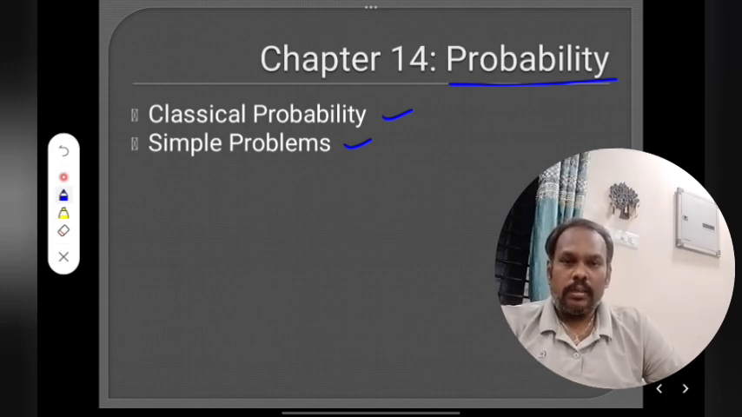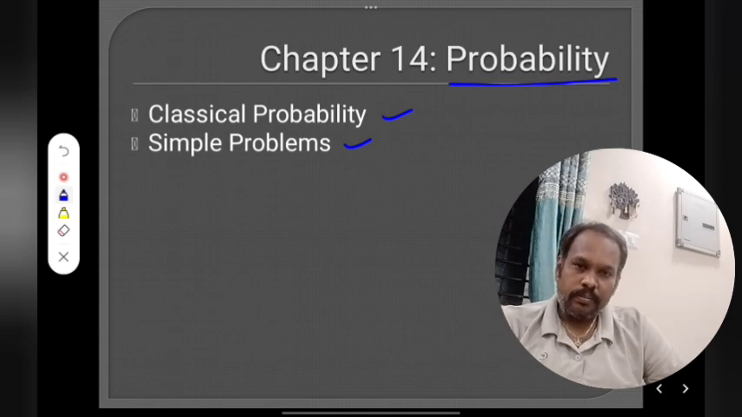So this is the chapter wise topics list. In the next session we will discuss formulas for each and every topic.